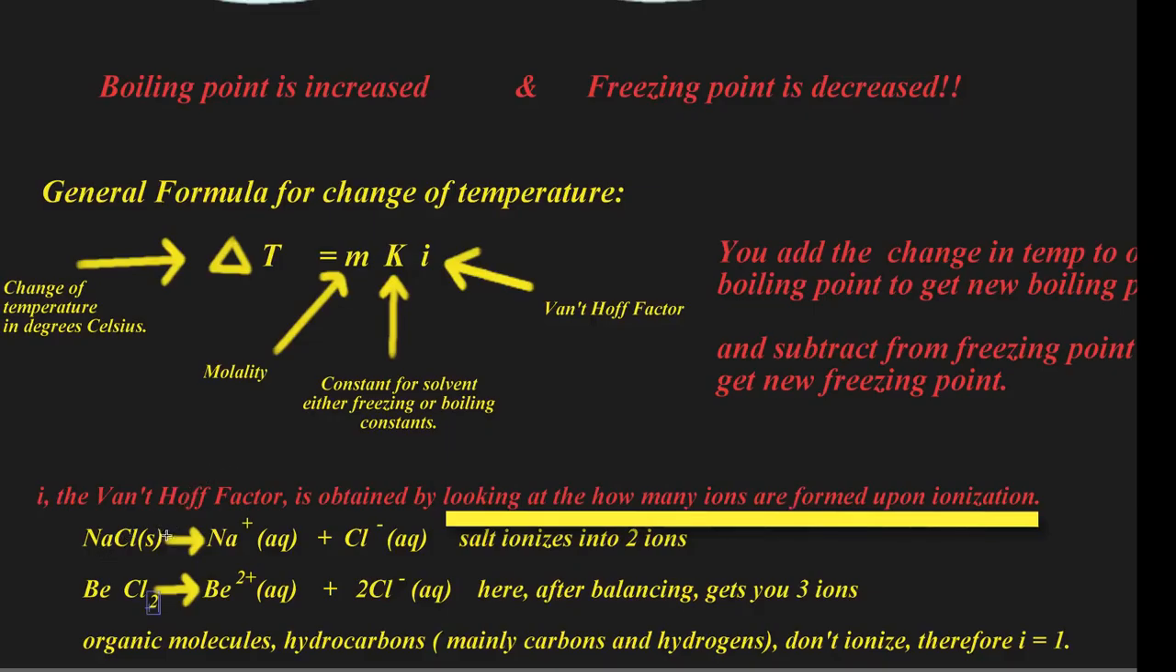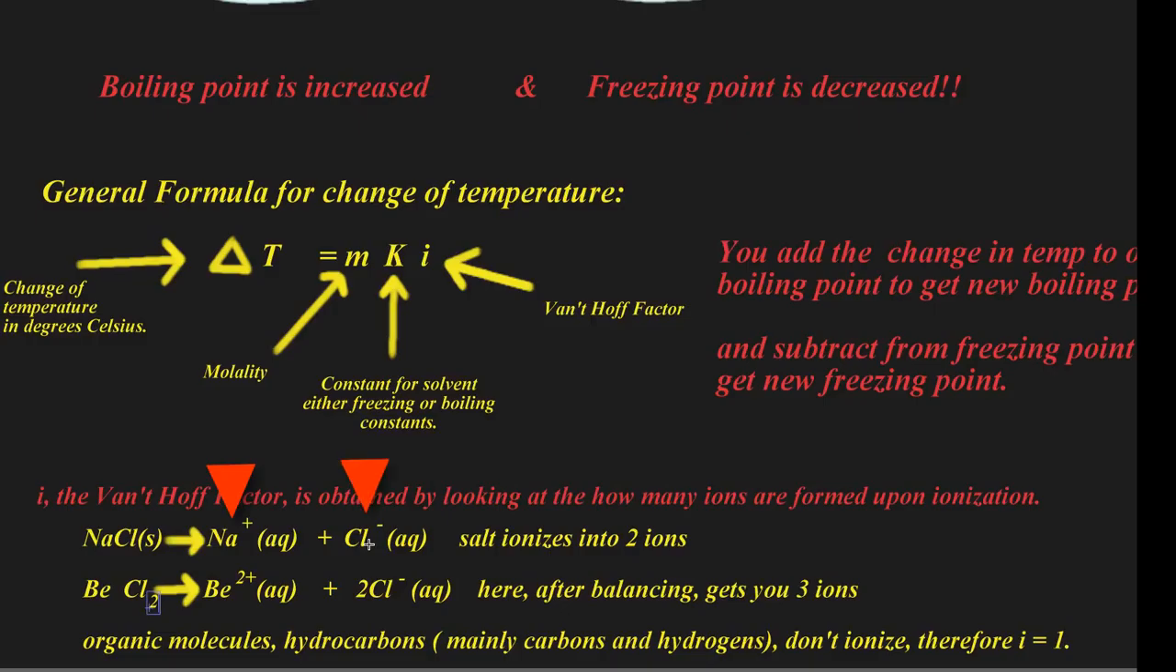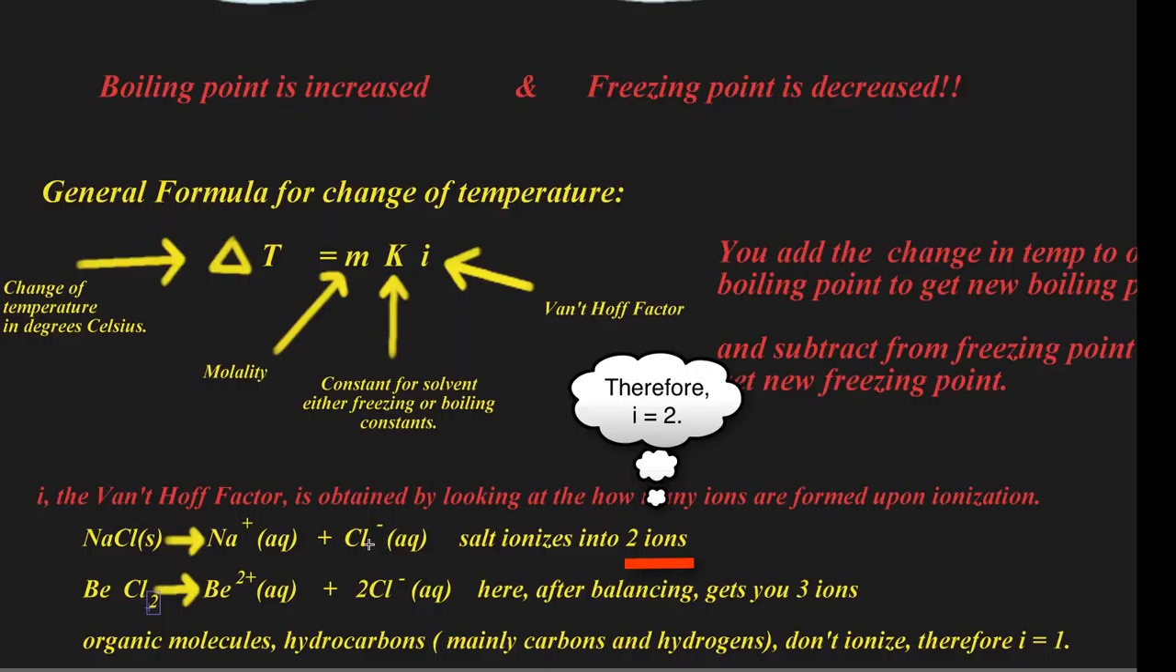To estimate it, what you do is you look at the ionization equation of the solute you're adding, and in this case, for instance, we have sodium chloride. Sodium chloride ionizes into 1 and 1 ions, a cation of sodium and an anion of chlorine. So the Van Hoff factor here would be 2.